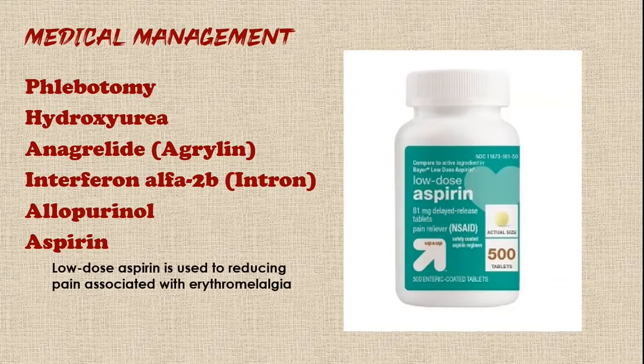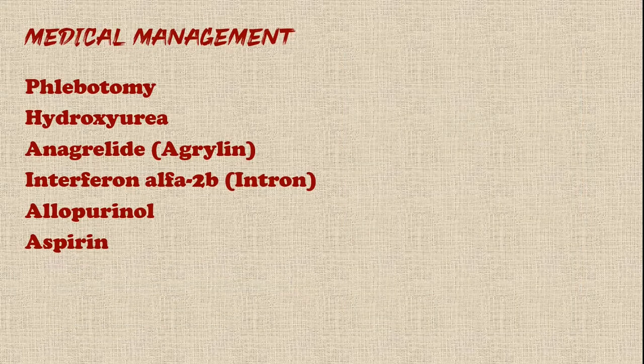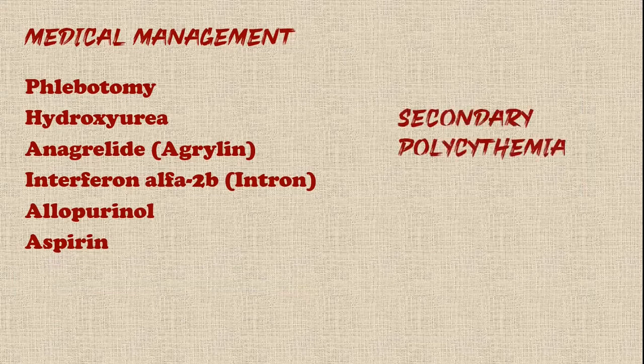Low-dose aspirin is used to reduce pain associated with erythromelalgia. Low-dose aspirin has also been shown to reduce vascular thrombosis without increasing the risk of bleeding and is considered the frontline therapy. As for management of secondary polycythemia, it is done by treating the underlying condition.